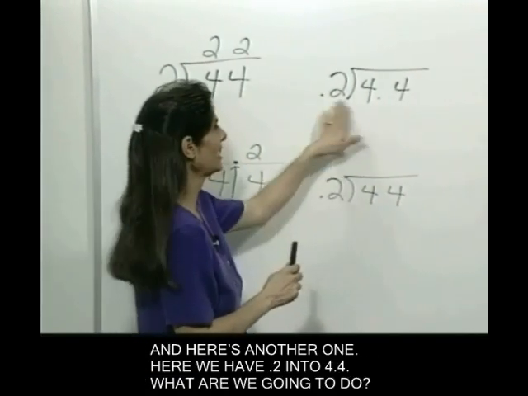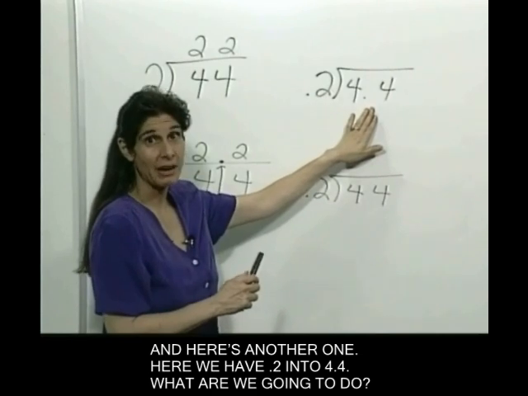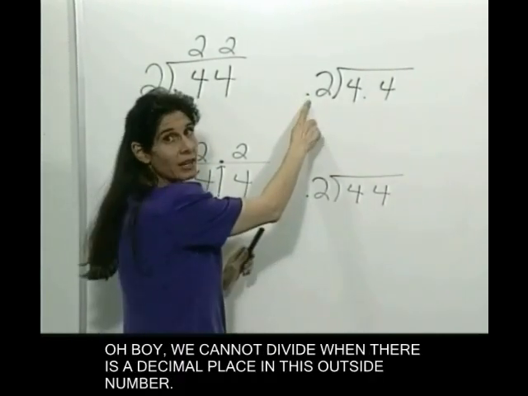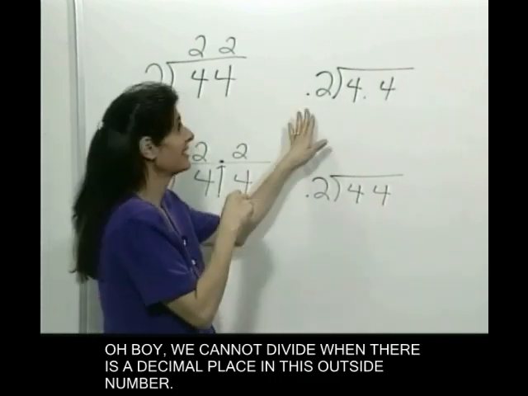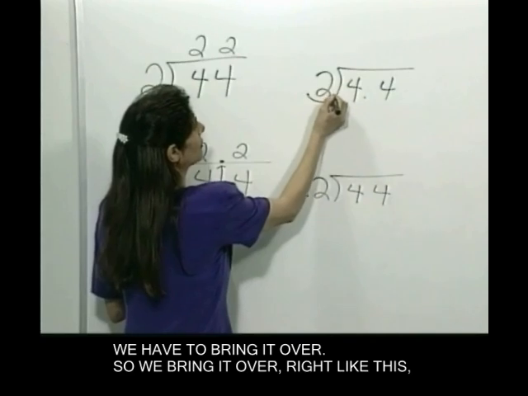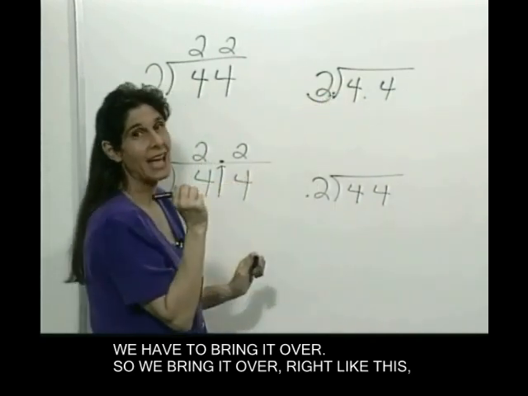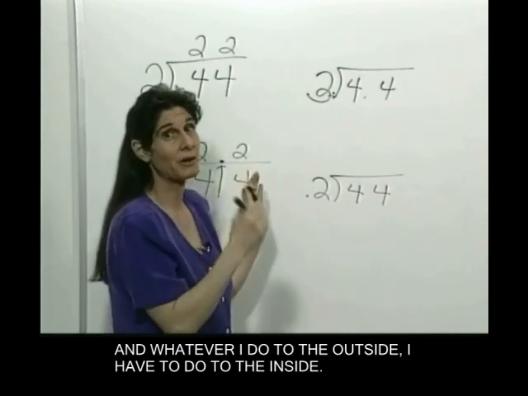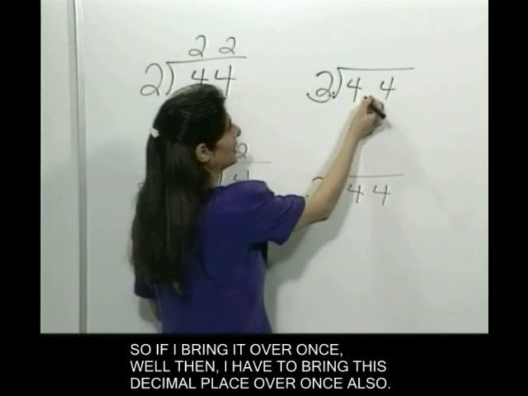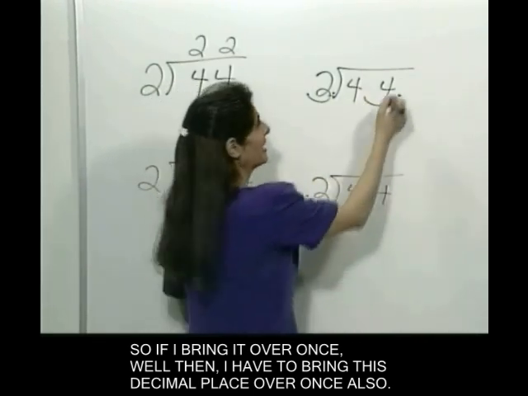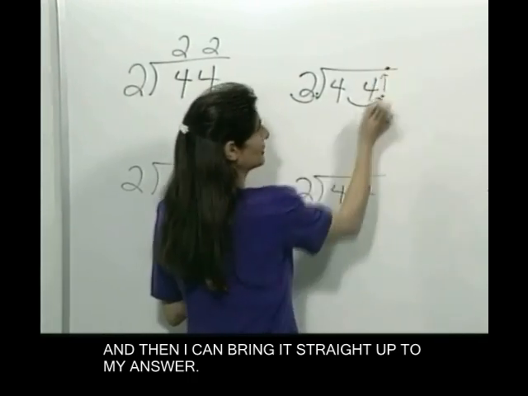Here we have 2 tenths into 4 and 4 tenths. And what are we going to do? Oh boy, we cannot divide when there is a decimal place in this outside number. We have to bring it over, right, like this. And whatever I do to the outside, I have to do to the inside. So if I bring it over once, then I have to bring this decimal place over once also. And then I can bring it straight up to my answer.